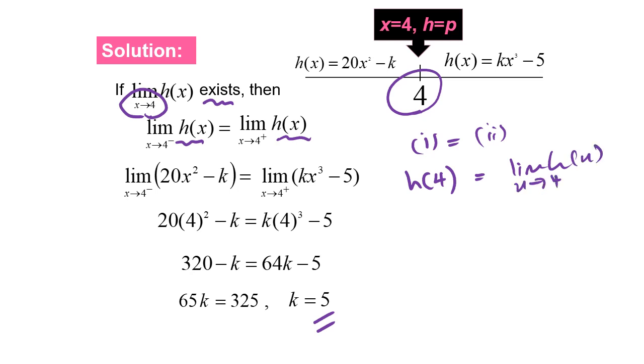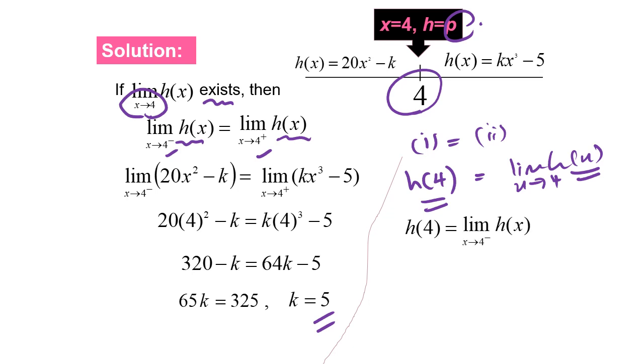So, for the left side, we know the function is equal to p. How about the right side, h(x)? We can use either approaching from the left or approaching from the right. So, for the example, we use the limit of h(x) as x approaches 4 from the left side. So, what function do we have here? We have 2x squared minus k. What is k? k is equal to 5. So, 2x squared minus 5. So, 2 multiplied by 4 squared minus 5.